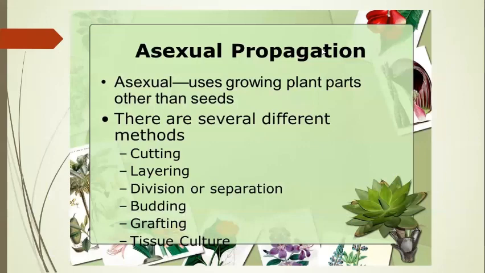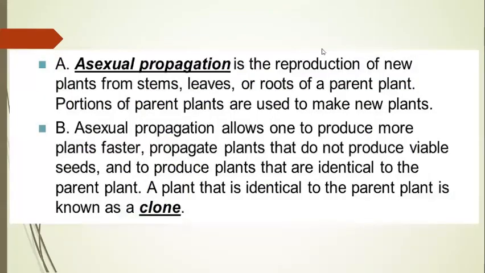Let's have the second method. It's asexual propagation. Asexual propagation uses growing plant parts other than seeds. There are several different methods. You have cutting, layering, division or separation, budding, grafting, and tissue culture. So as you go along, you're going to learn all these different methods.